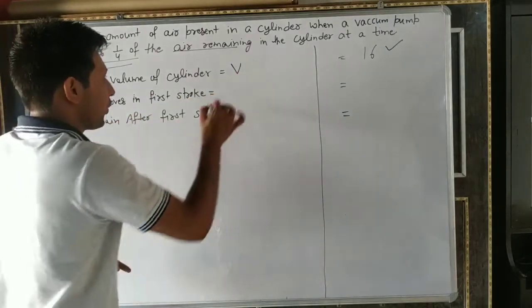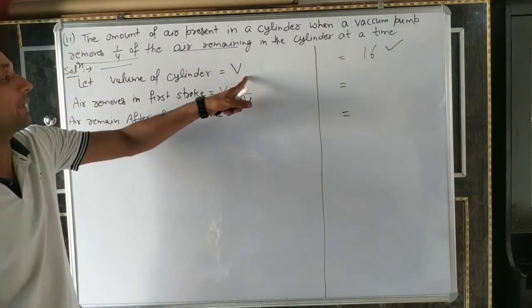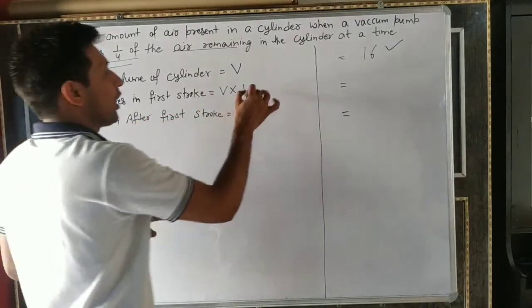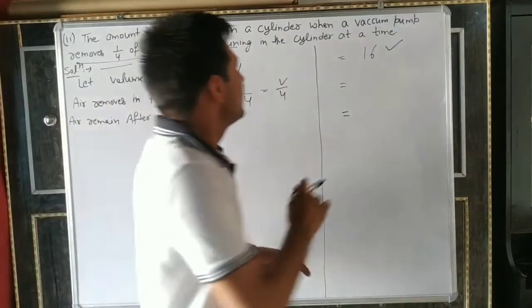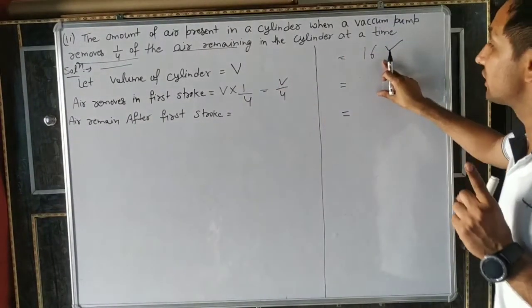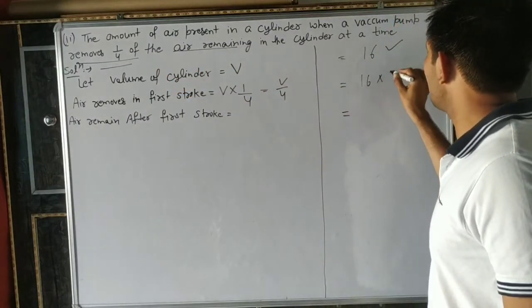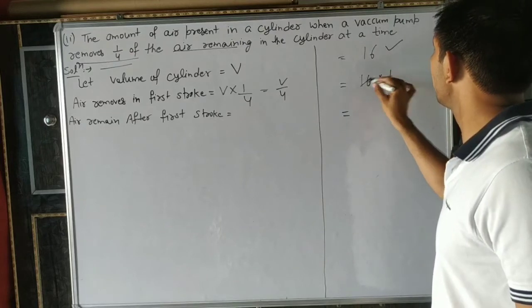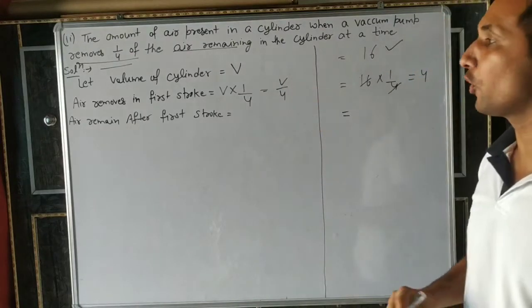So in the starting, how much? V. 1/4 of the total. What is remaining in the starting? V. So how much is removed in the first step? V/4. Same as in the example: the initial volume is 16, and how much is removed? 1/4 of the starting. The total removed is 4. Here it is V/4.